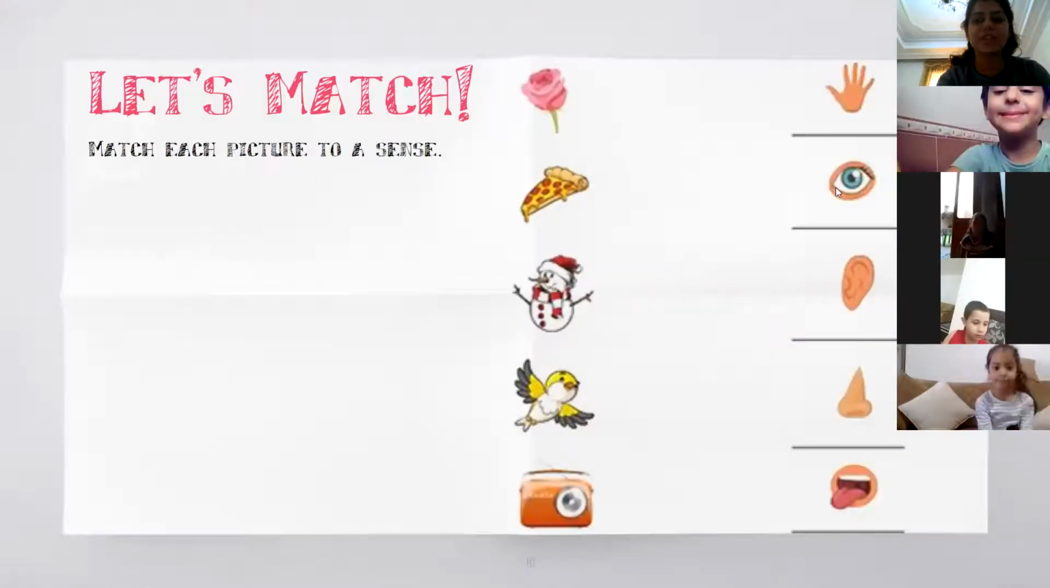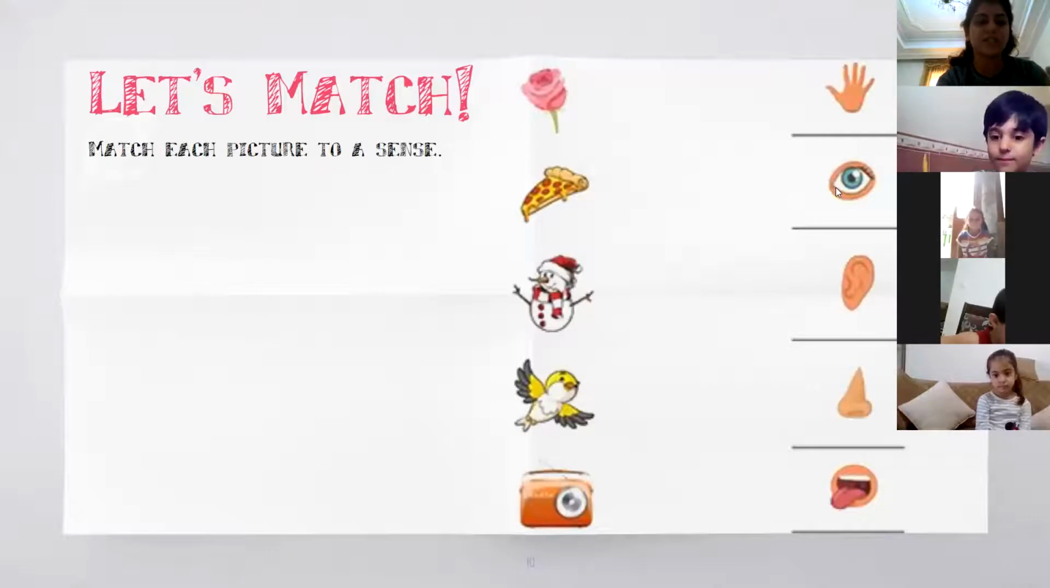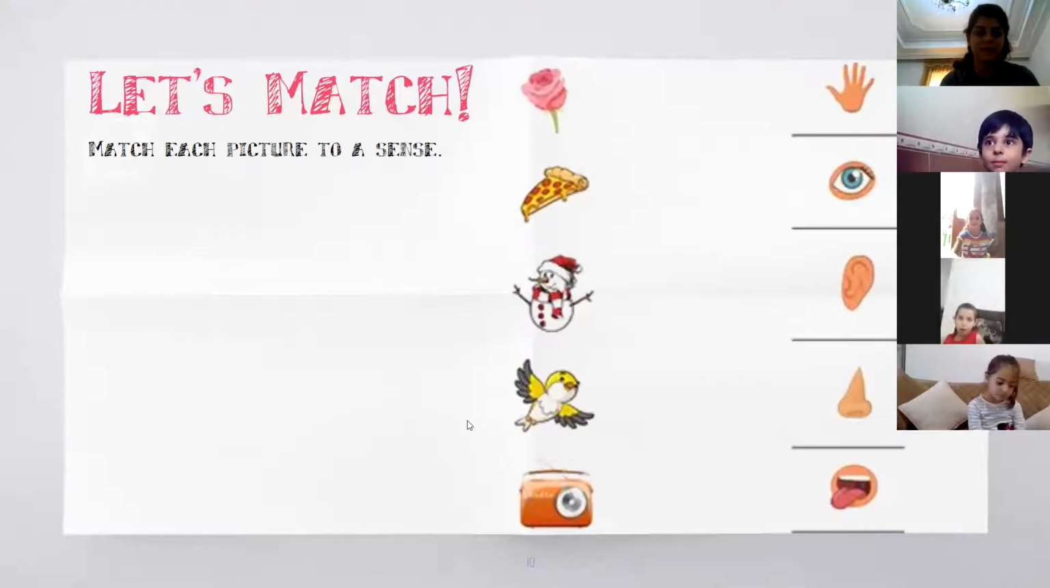Now we're gonna match this picture and then we're gonna go to the worksheet. Everyone is gonna solve. Number one, whom I'm gonna choose? Yasma, what can you see? What's the first picture? A flower?